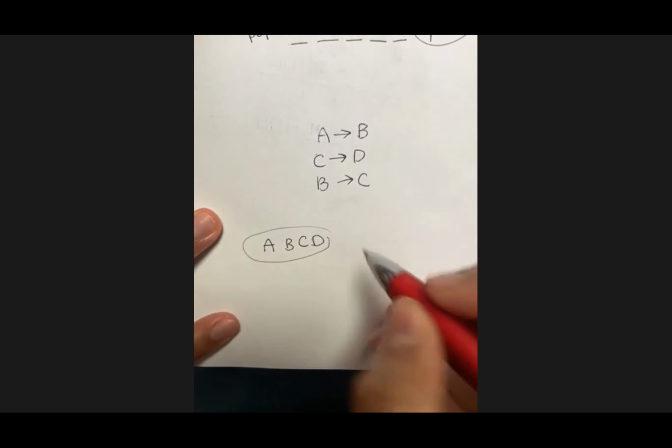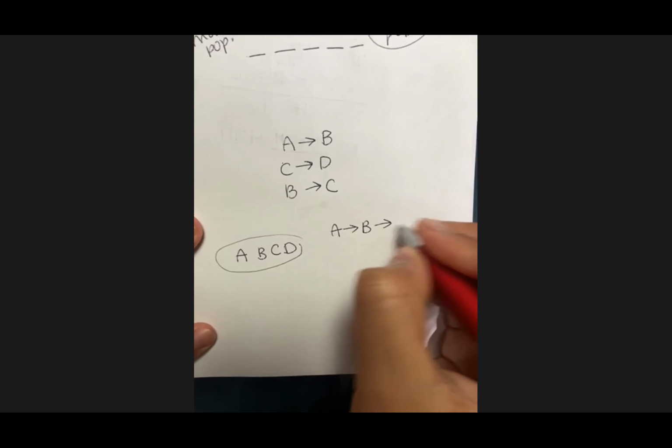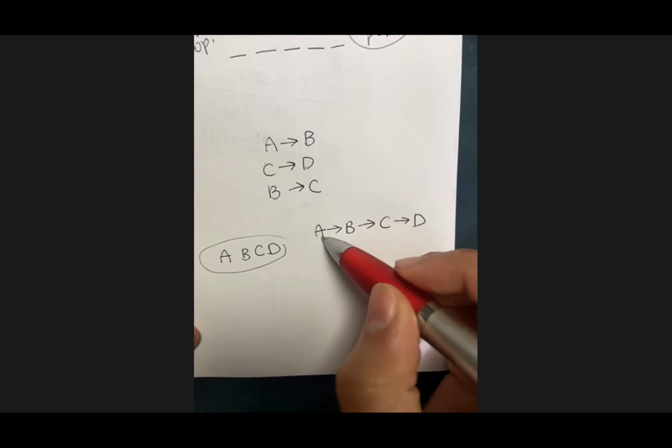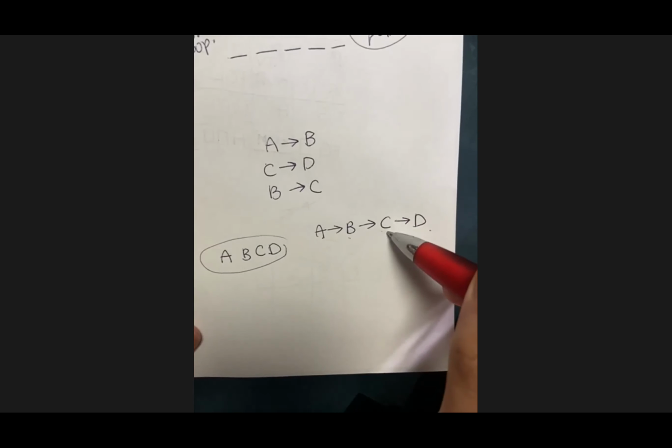And to get here, if you chained it for yourself and just wrote out if A, then B, then C, then D, right? Then you automatically know if you have A, you have all of these things. If you have B, you have C and D. If you have C, you just have D.